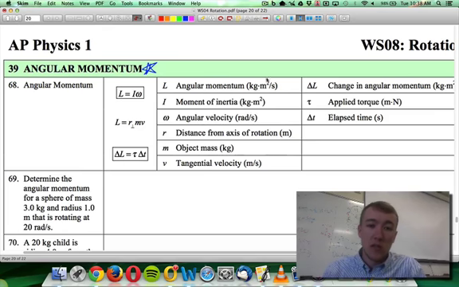Angular momentum, as you'll see right here, uses the letter L. I know, I don't get it. We use L for length. I have no idea why L is used for angular momentum. And the units are going to be kilogram meters squared per second.